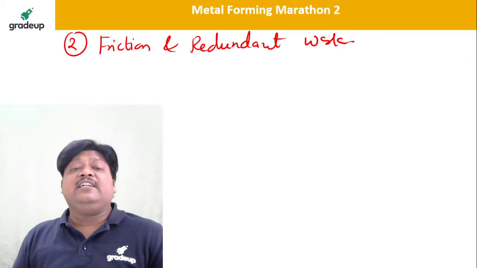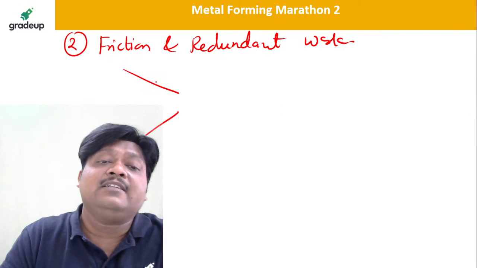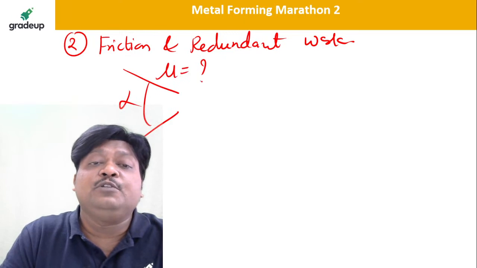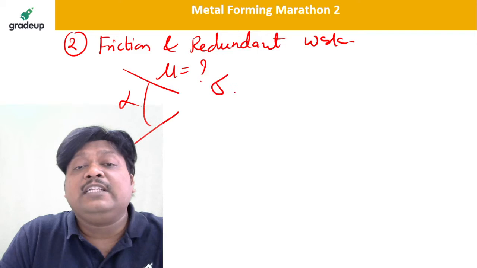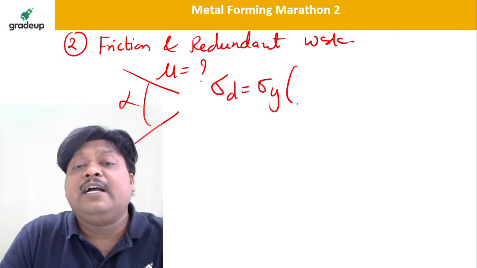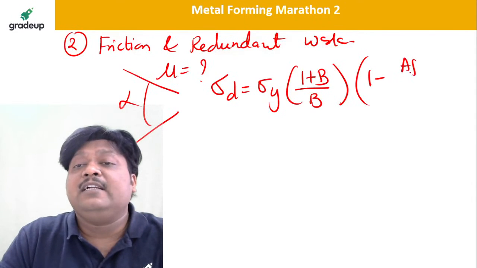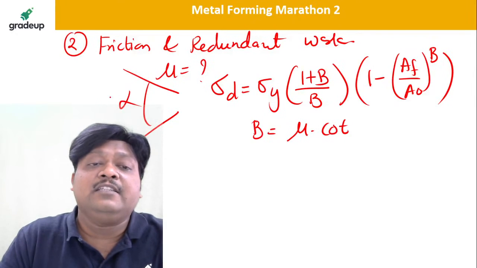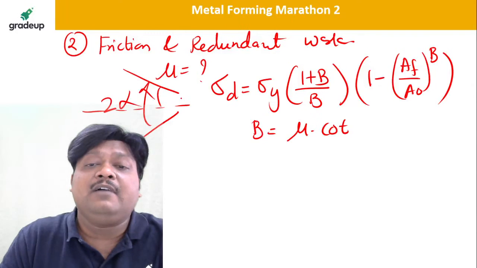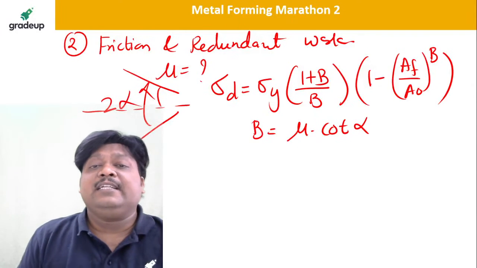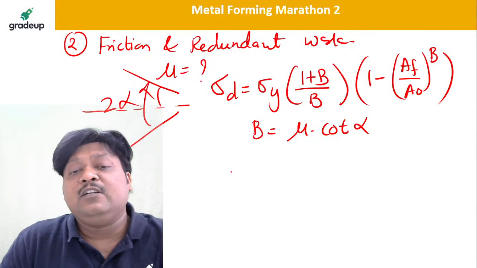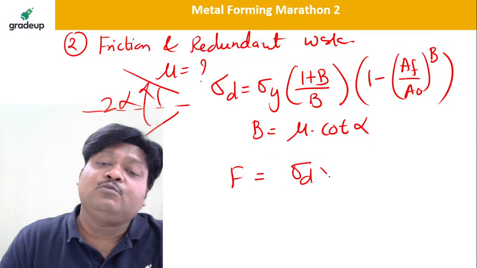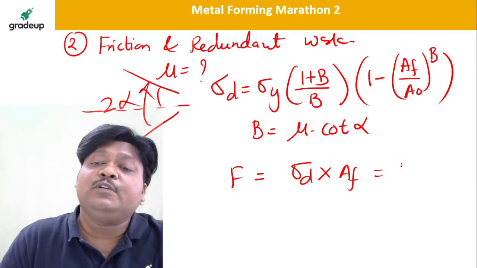In case of friction and redundant work, whenever the die angle is given to you, and coefficient of friction is given to you, the drawing stress is given as sigma d is equal to sigma y into (1 plus B divided by B) into (1 minus (final cross sectional area by original cross section area) to the power B), where B is mu into cot of half the angle. This is actually 2 alpha, so half the angle will be alpha, B is mu cot alpha. Again load or force will be the same, that is sigma d into final cross sectional area, which will be the load in Newton.